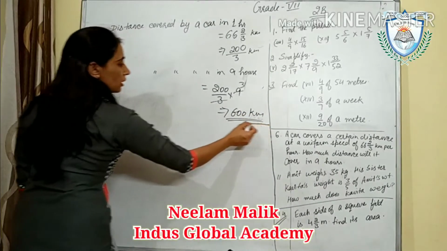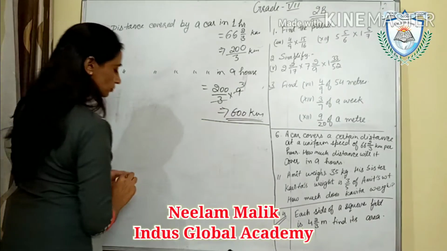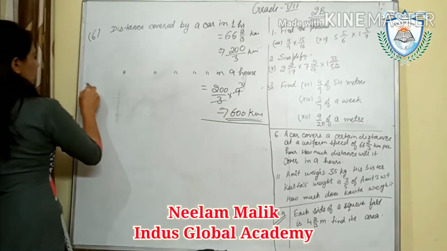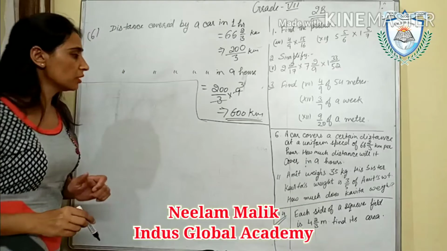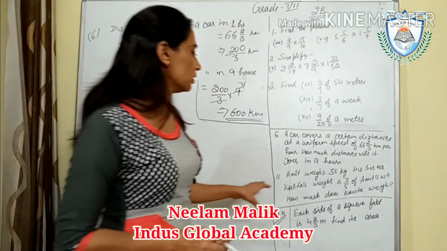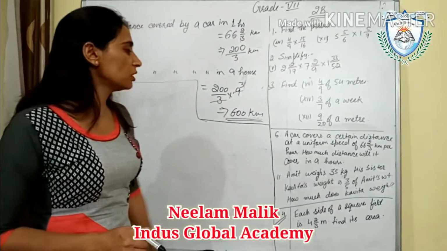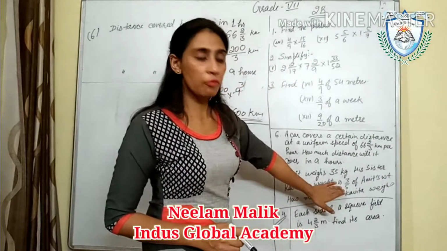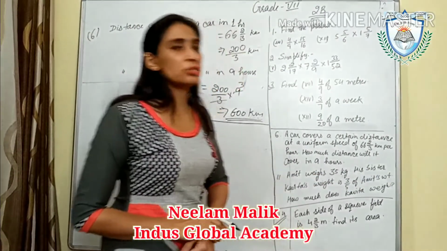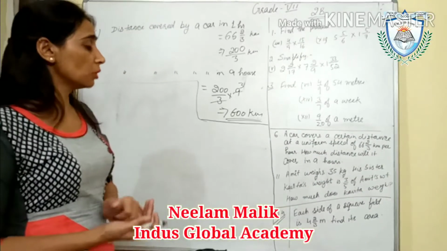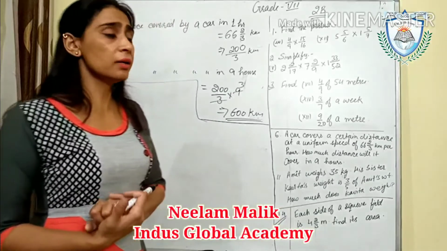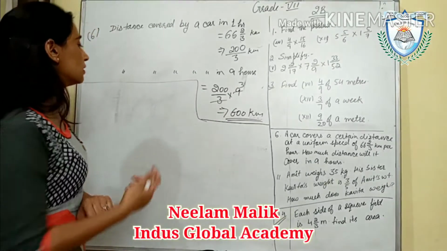Now the question number 11. What is that? Question number 11. In the question number 11, it is given Amit's weight is 35 kg. Okay, weight of Amit is given, 35. His sister Kavita's weight is 3/5 of Amit's weight. Okay, how much does Kavita weigh? We have to find out Kavita's weight because Kavita's weight is related with the weight of her brother.